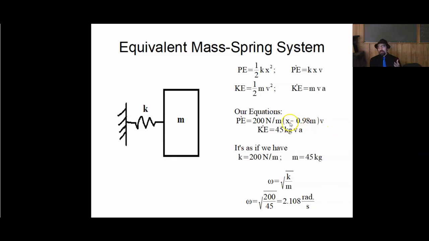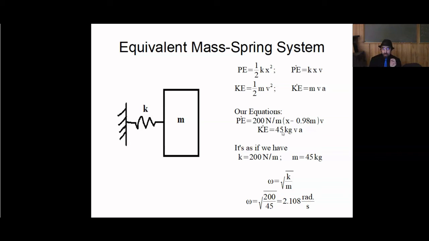Alright, so I do the substitution, right? x tilde equals x minus 0.98. I just do that linear shift. I'll find that it's not oscillating about the point 0, it's oscillating about the point x equals 0.98 meters, but I get an analogous potential energy. And kinetic energy, that's much simpler. It's just 45 kilograms va.